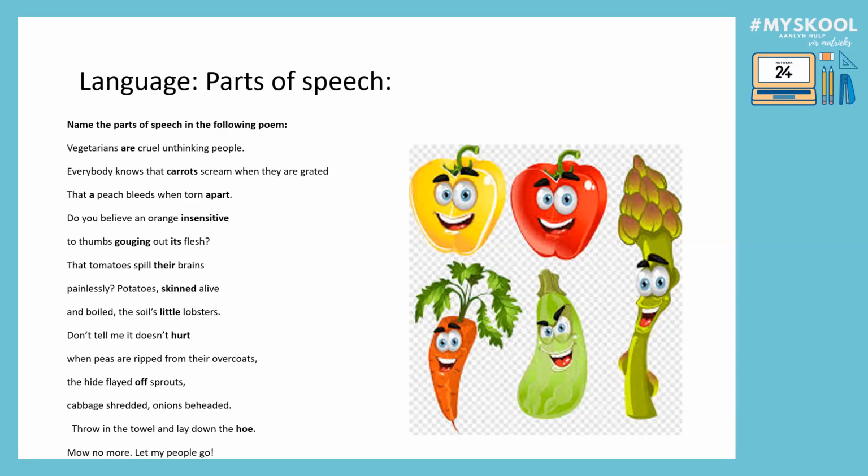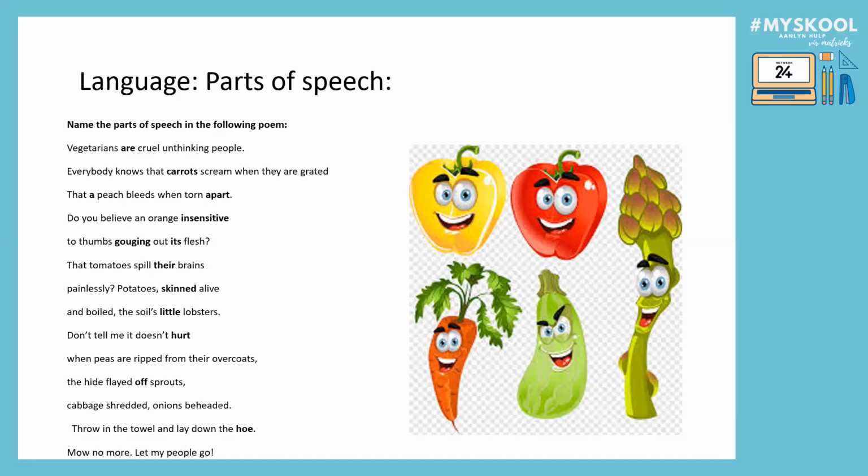Do you believe an orange insensitive? What would insensitive be? Ma'am, would that be an abstract noun? It can be an abstract noun, yes. But in this case, I think it's an adjective because it describes the orange. Your insensitivity hurts me. Then it's definitely an abstract noun. But in this case, it's used as an adjective because it describes orange. Two thumbs gouging out its flesh. What is gouging? A verb.